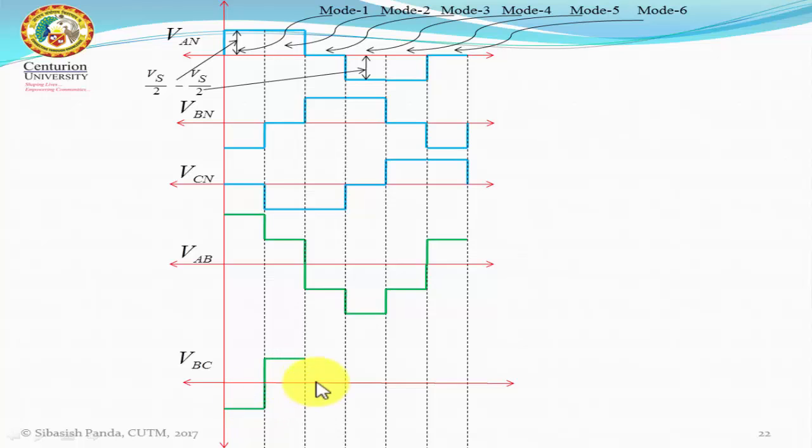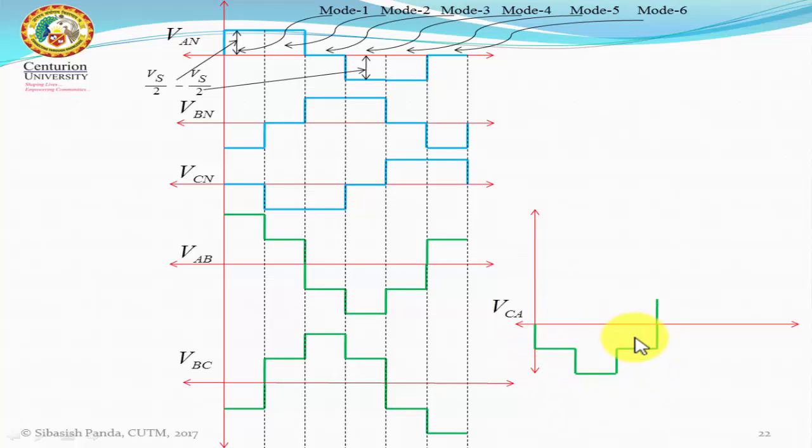Similarly for BC: minus Vs by 2, plus Vs by 2, Vs, then plus Vs by 2, minus Vs by 2, minus Vs. Similarly, we can draw for CA: minus Vs by 2, Vs, minus Vs by 2, then plus Vs by 2, plus Vs, plus Vs by 2. So this is all about the phase and line voltage.